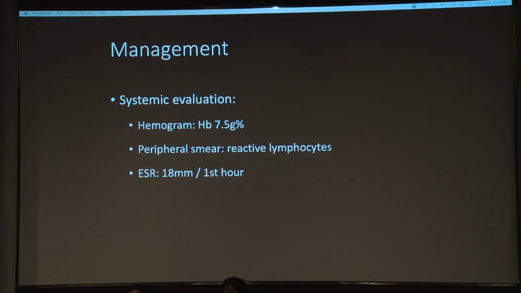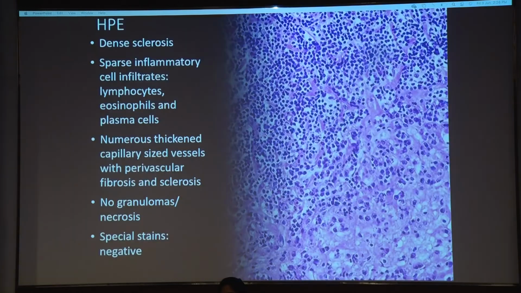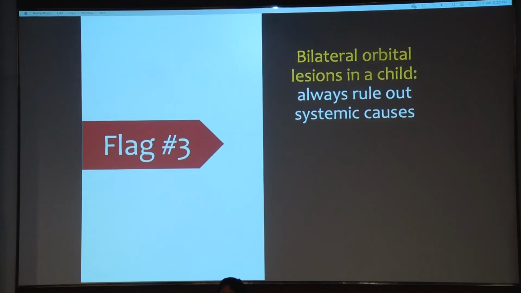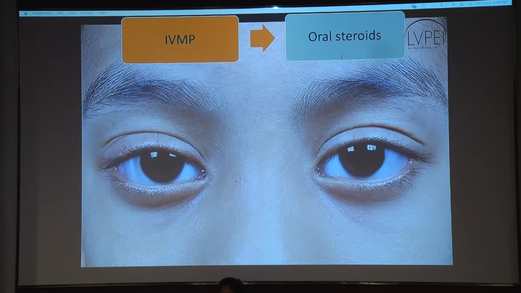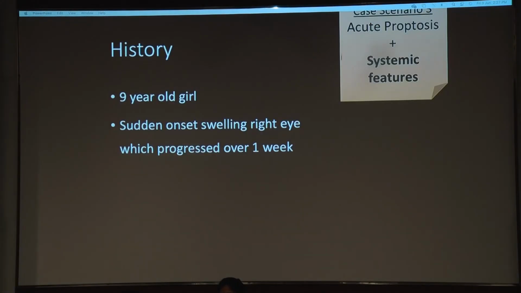On systemic evaluation, there was low hemoglobin that was noted, but there were no atypical cells in the peripheral smear. Interestingly, the incisional biopsy showed dense sclerosis and polyclonal inflammatory infiltrate, suggestive of a non-specific orbital inflammatory disease. So, in bilateral orbital lesions in a child, always rule out systemic causes through a thorough evaluation, and NSOID is a diagnosis of exclusion which can occur even in children. They usually tend to do well with steroids.